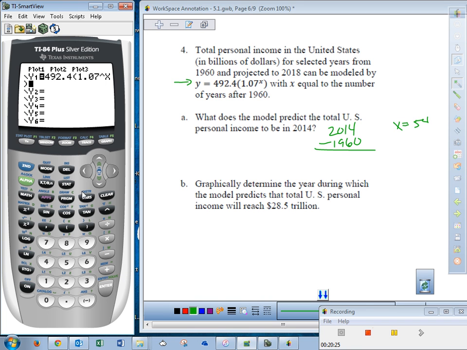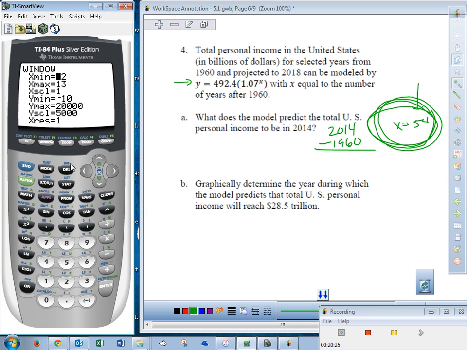Let's think about our window again. Didn't we just figure out an x value of what we're really wanting to be in the 54 range? So on your x-axis scale, where do you think you want to go to? I'm just going to go straight up to 100, because I know I'm already talking about 54 years later from 1960, right? So I'm going to 100. I'll probably go by tens.